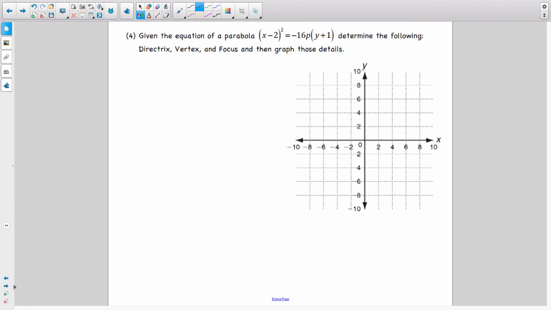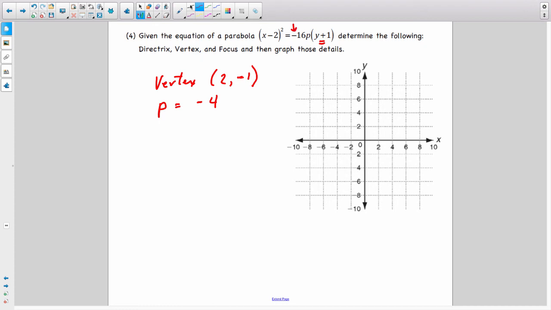Cool. Let's do this last one. I like this because it's negative, right? You have the vertex. That will be located at (2, -1). It's the opposite sign. P is going to be equal to -4 because we have a -16.